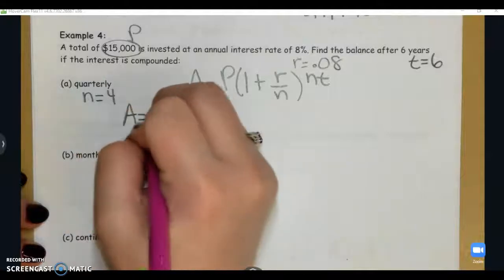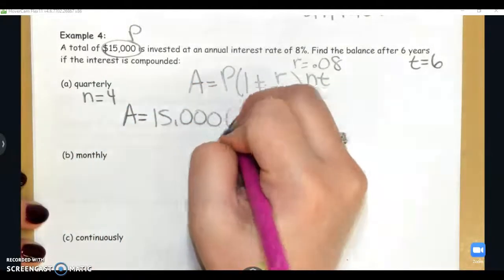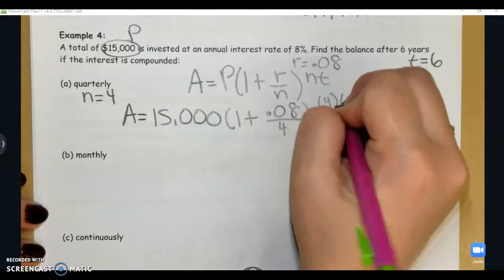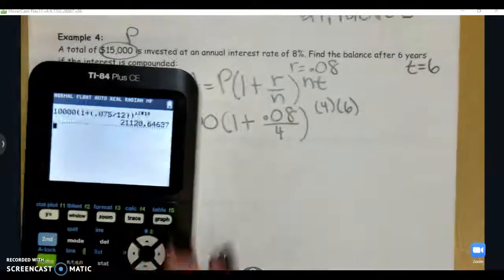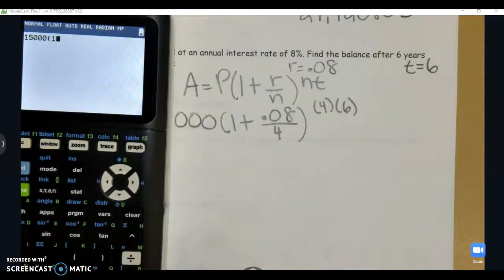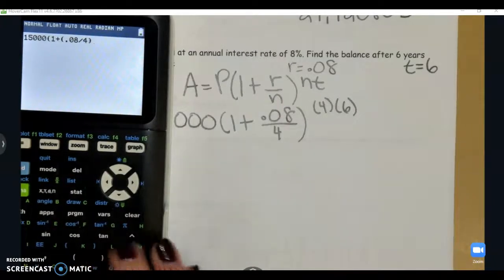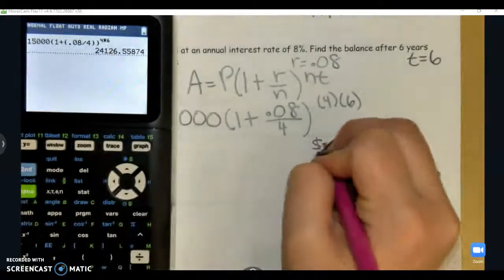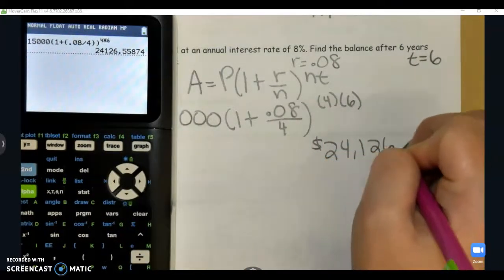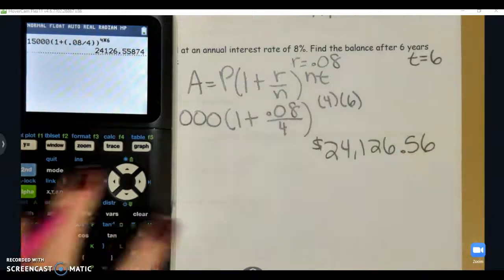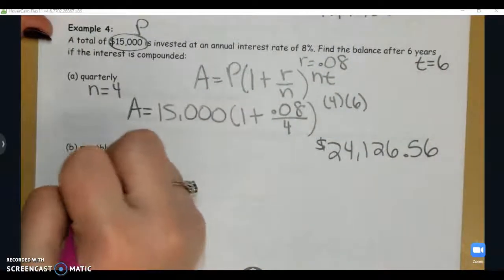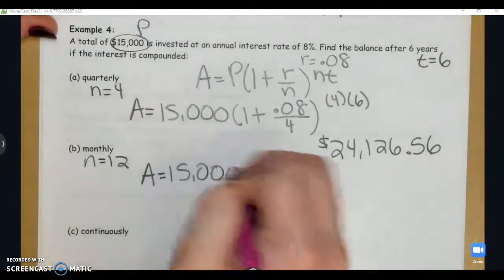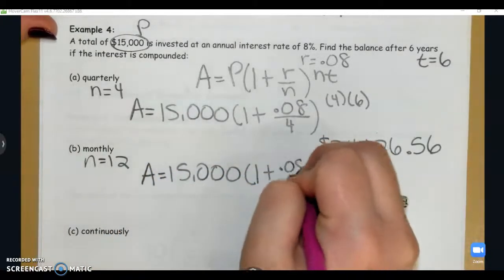So the amount, $15,000 principal, 8% interest compounded quarterly over 6 years. That's going to give us about $24,126.56. Then if we're compounding monthly, that means it's 12 times a year because there are 12 months in a year. So everything in this equation is going to stay the same except for N.